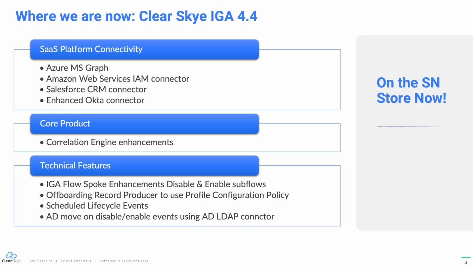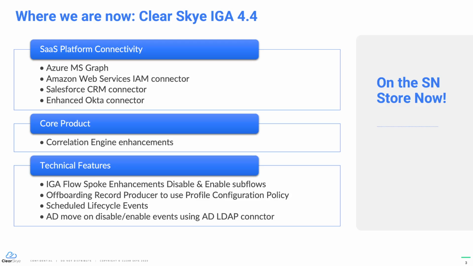Additionally, the 4.4 release saw improvements in the Clear Skye IGA correlation engine. Correlation is used within IGA to match records of different types, such as target system accounts to identity profiles, or identity profiles to ServiceNow system accounts. These system accounts belong to users that log into the ServiceNow platform itself.